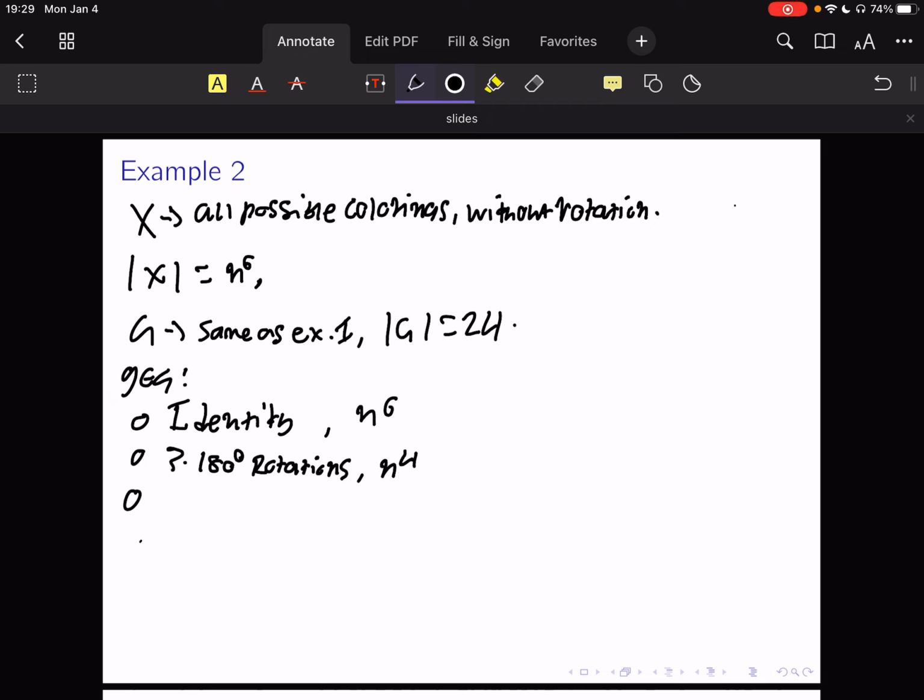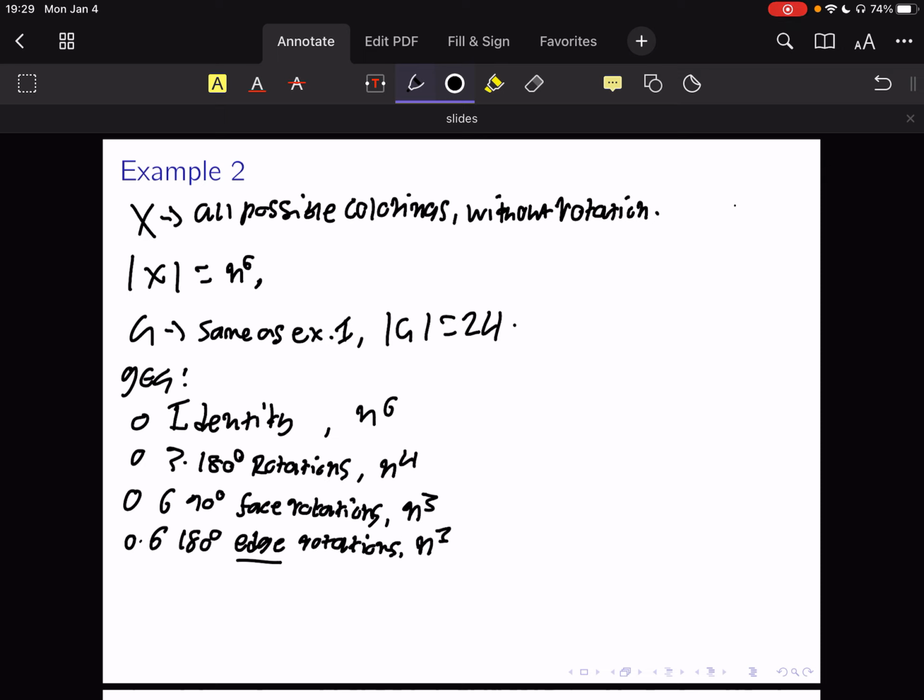Next, there are 6 90-degree face rotations. Each of these leaves n cubed of the elements of x unchanged. So there are also 6 180-degree edge rotations, and these also leave n cubed of the elements unchanged.